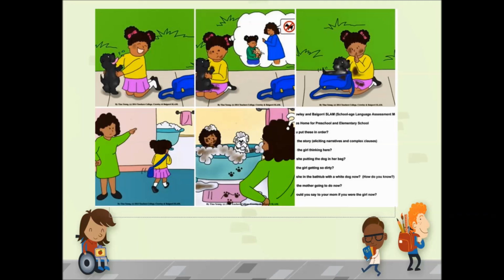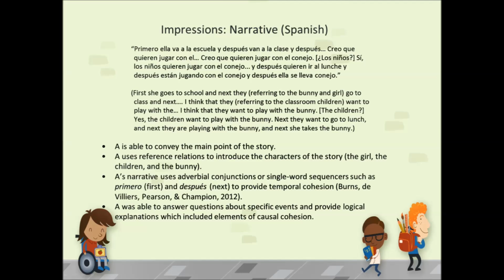Okay, so this is referring to the first set of picture cards. Sorry if that's a little confusing. But she gave us a narrative in Spanish, and I believe here she first started talking in English to us, even though we asked her in Spanish. But in her narrative, she can tell us the main point of the story. She uses relations to introduce the characters. She talks about the girl, the children, the bunny. She uses single word sequencers such as primero y después to provide temporal cohesion, so she lets us know first this happens, then next this happens, and that helps us understand the story. So those are things we're looking for when we assess.